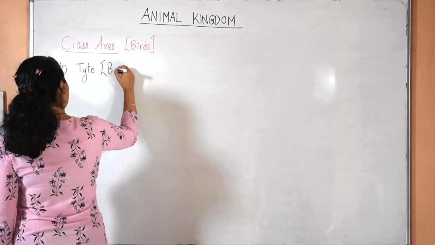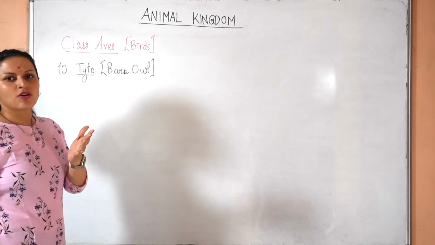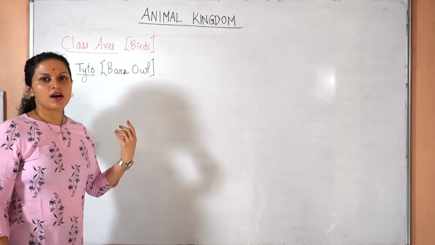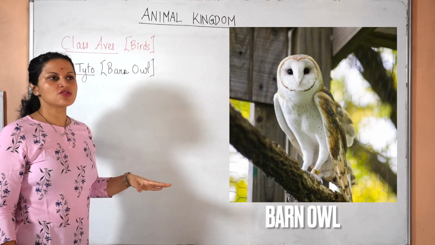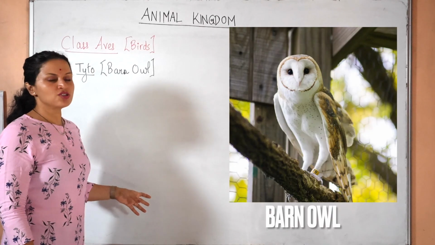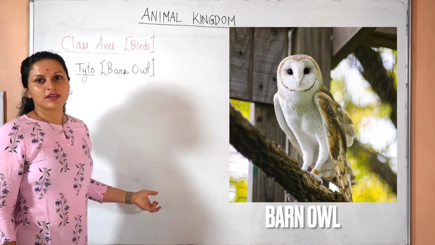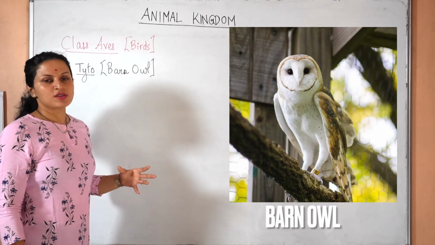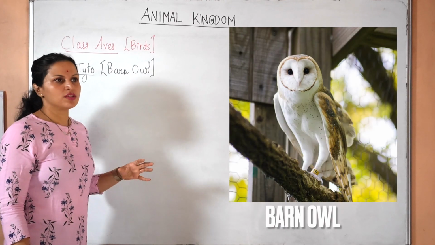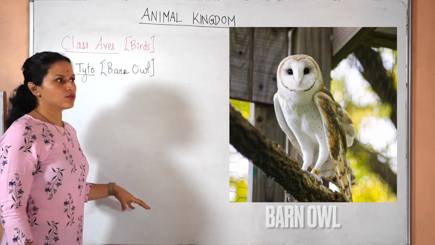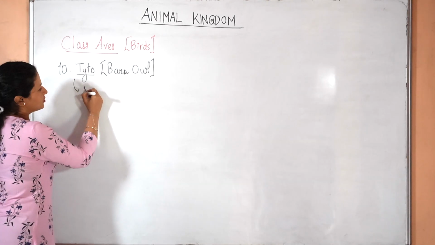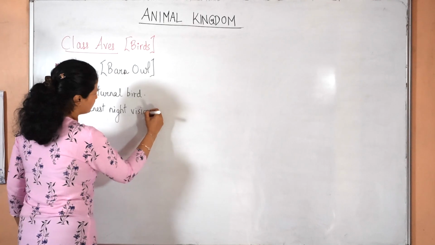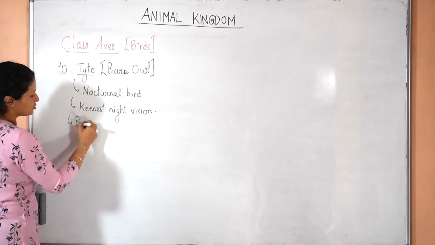Tyto, barn owl. Why is an owl normally called a barn owl? Because it is found living around the barns wherein the grains and all are stored by the farmers. Because usually rodents and all make their way in and around the barns, isn't it? So it becomes a very good ecological niche for these owls. They can prey upon those rodents. It's a nocturnal bird and it has the keenest night vision. It is known for its binocular vision.